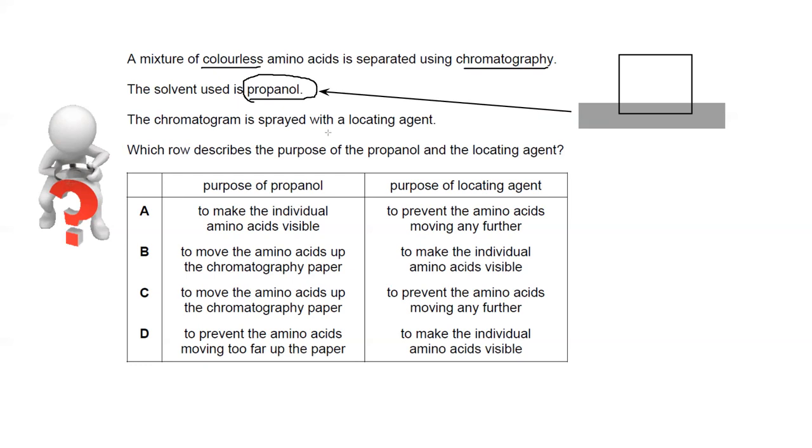The chromatogram is sprayed with a locating agent. Because amino acids are colorless, we use a locating agent to make them visible. Which row describes the purpose of propanol and locating agent? What is the purpose of propanol and what is the purpose of the locating agent?